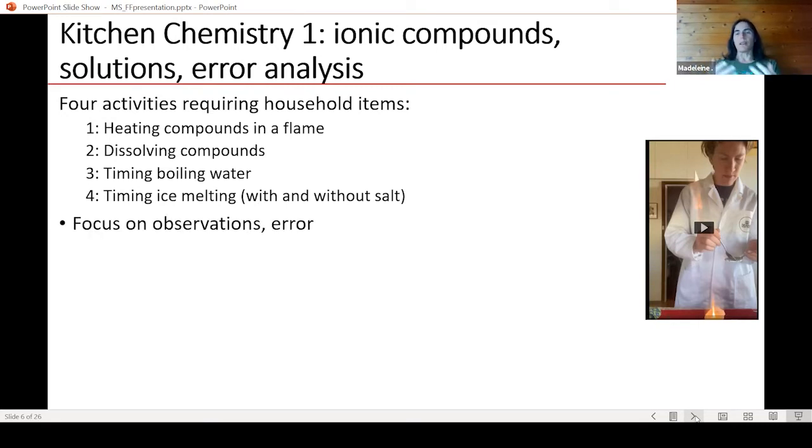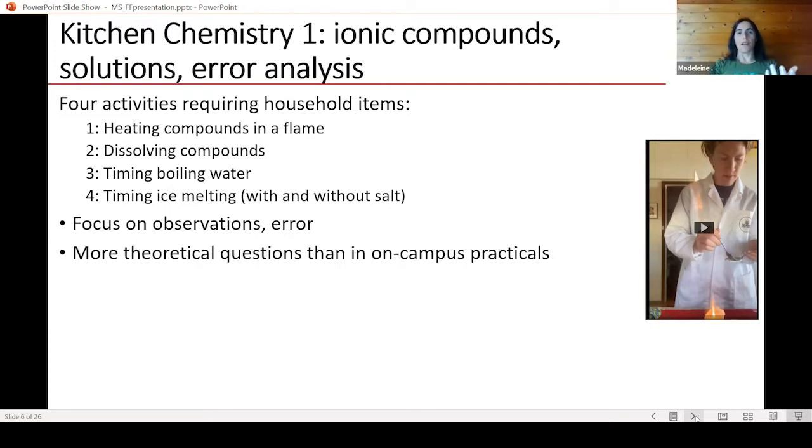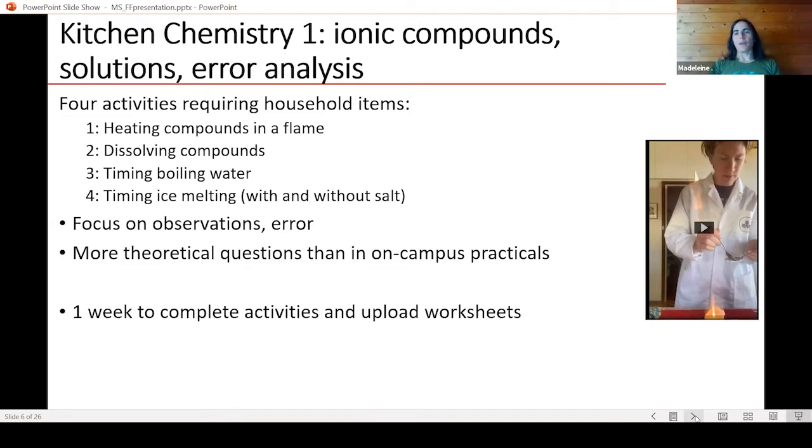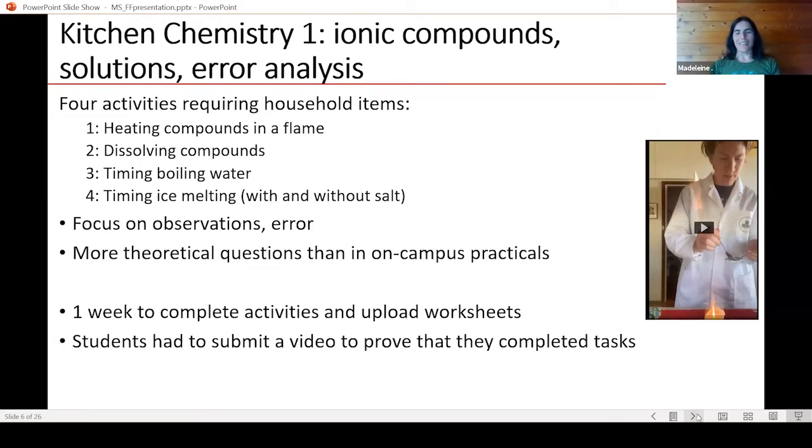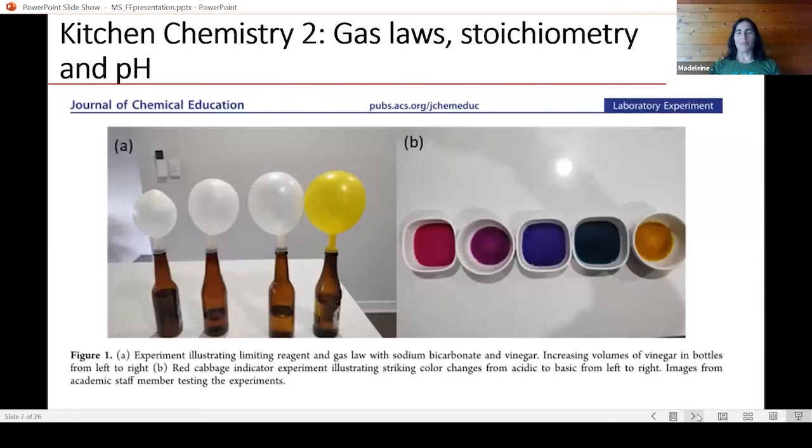The focus of the practical was learning how to make an observation, how to write scientifically, and how to do an error analysis. There were some theoretical questions on the worksheets that they filled out, and they had a week to do it. On the right-hand side, for the first kitchen chemistry, we asked them to make a video so we could watch them doing it, and they uploaded the video. There were technical hitches with that. So for the second kitchen chemistry, we just asked them to submit a photo. We've actually published our kitchen chemistry practicals, and they've achieved quite a lot of attention. If anyone's interested, I'm very happy to share what we did.